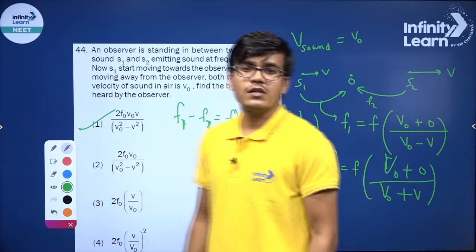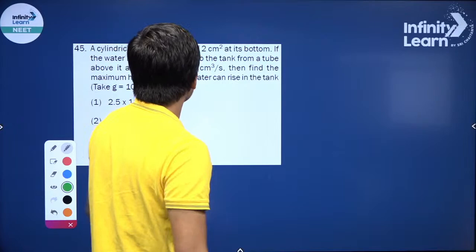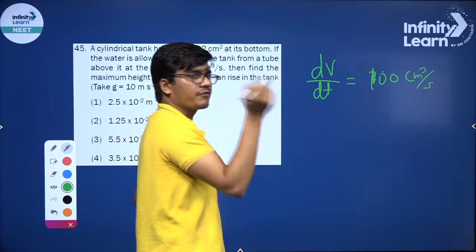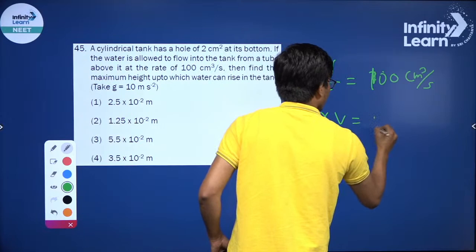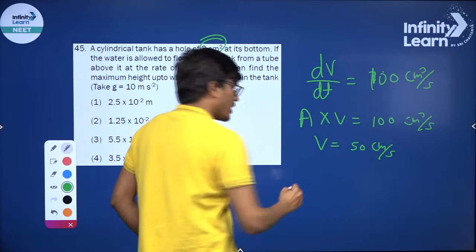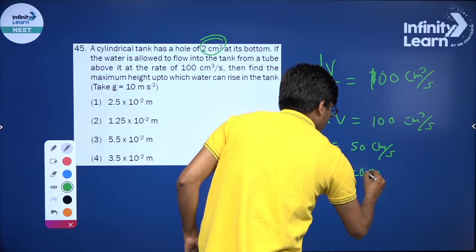Moving to the next question, a cylindrical tank has a hole of, so you have the volume rate by which this tank is getting filled, that is 100 centimeter cube per second. And if you have read about the equation of continuity, the volume rate is equal to area into velocity. This is 100 centimeter cube per second, area is given to you as 2 centimeter square, so your velocity will be 50 centimeter per second, and you know that velocity of efflux is given by root 2gh, this is 50, or I can write 0.5 also, right?